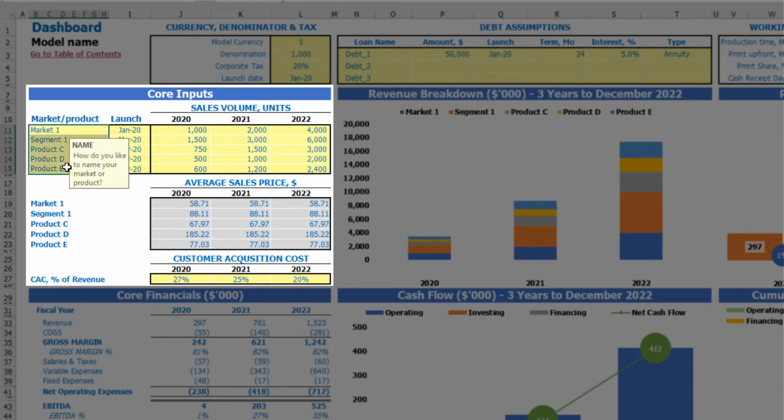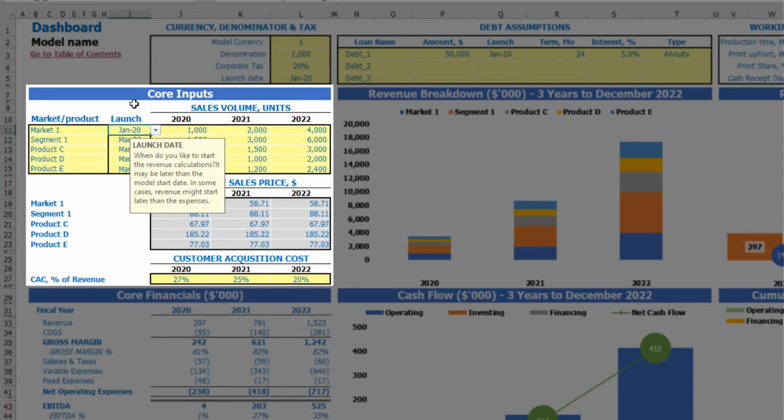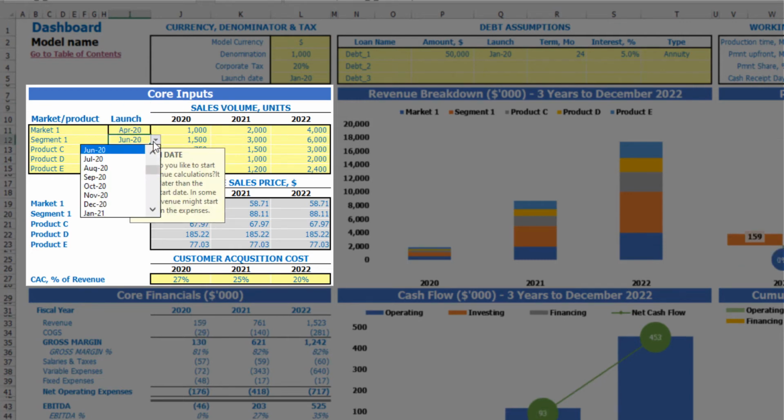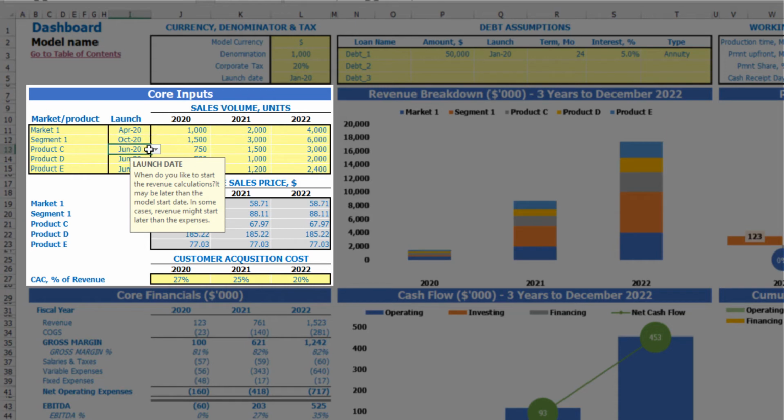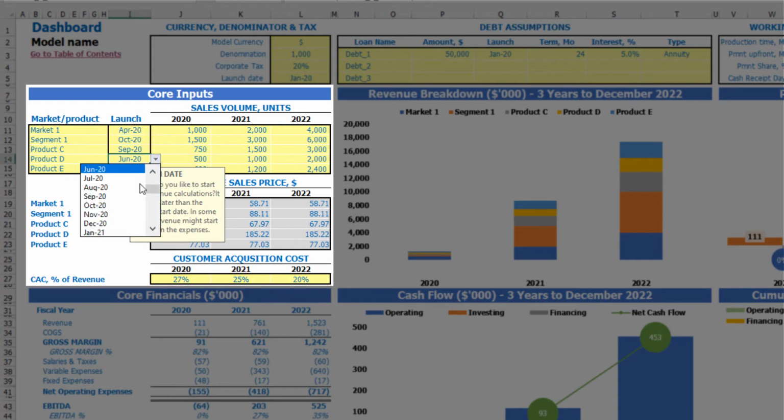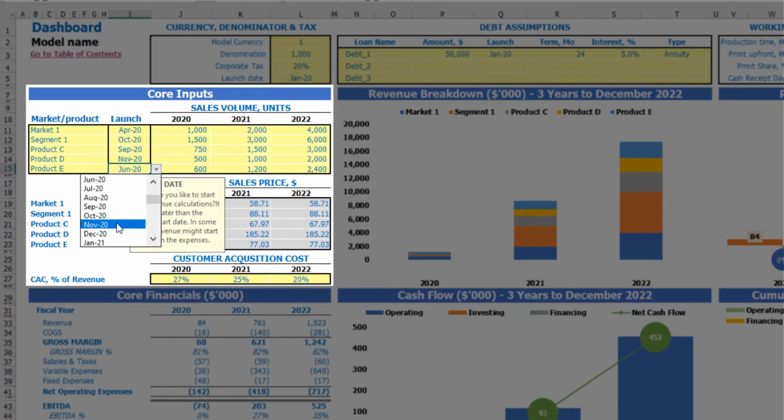For each of these segments you can input the launch date. This means that starting from this date your sales will start. So you can change this value, for example April 20. You can change this for October, September, November, December, something like that.